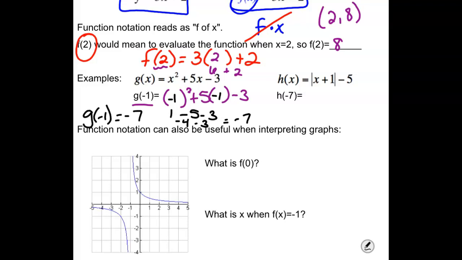Go ahead and pause the video and you try this next one. All right, plugging in a negative 7 for our x, and then simplifying. Negative 7 plus 1 would be negative 6. Its absolute value would be positive 6, minus a 5 equals a 1. So we could say h of negative 7 equals 1.